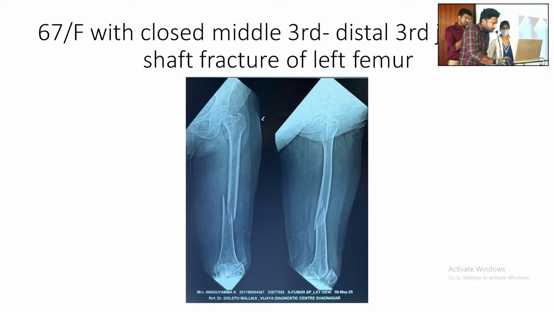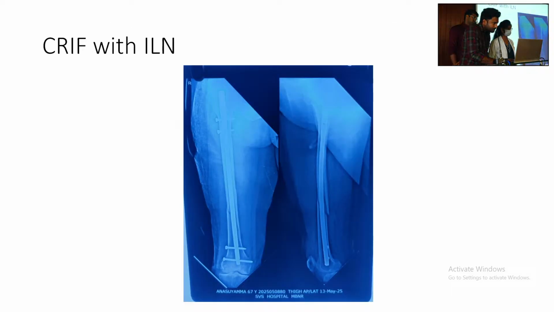67-year female with closed middle third, distal third junction shaft fracture of the left femur. According to Winquist and Hansen, it is type 1. Closed reduction internal fixation was done with interlocking nail.